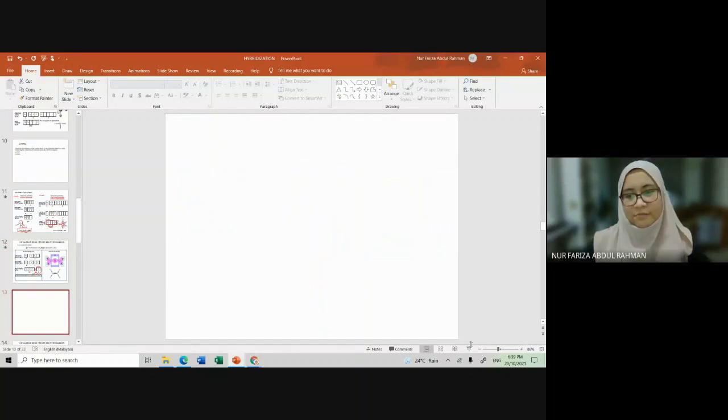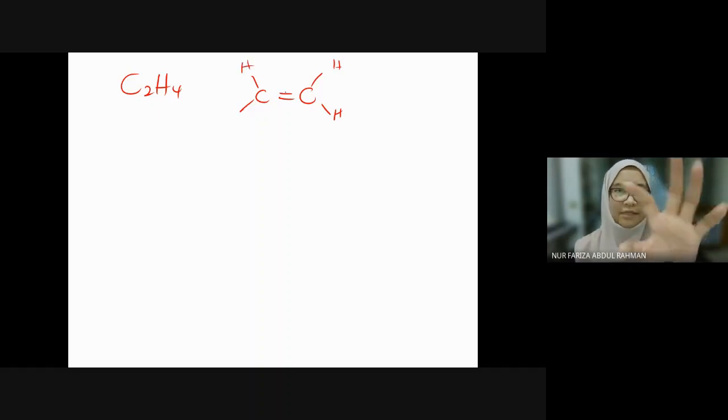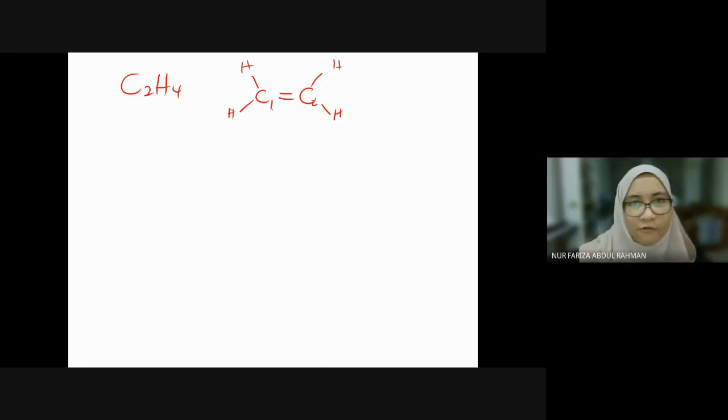Okay, let's start from the beginning. C2H4. So this is basically your Lewis structure, kan. Okay, katakanlah kita dah siap determine the geometry and whatnot. So this is your Lewis structure. Okay, alright. So we have C1 and C2. Alright. So how do we determine the type of hybridization?